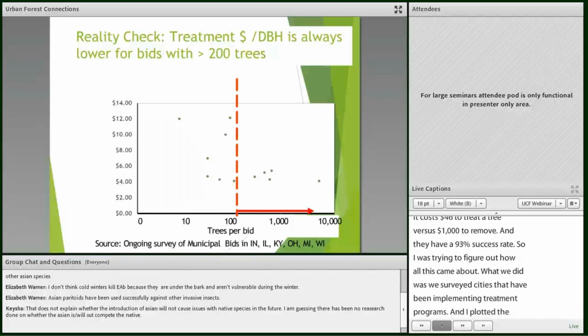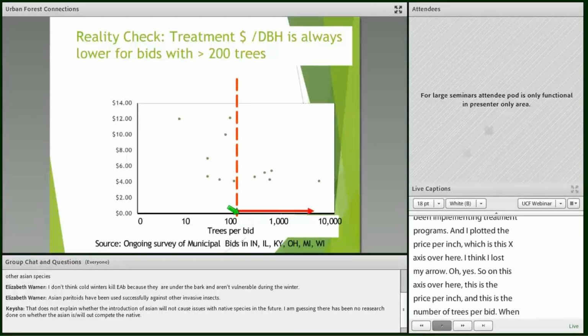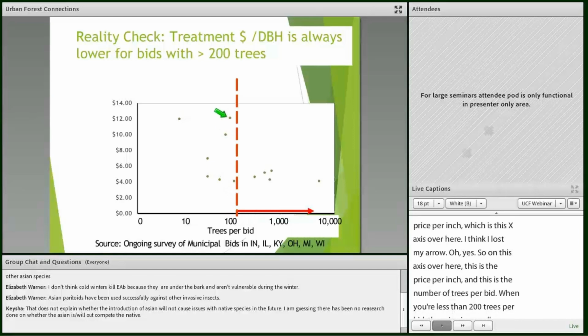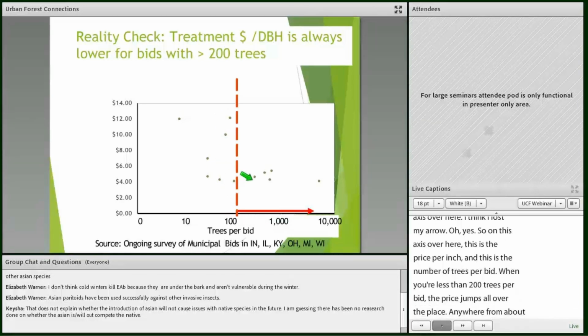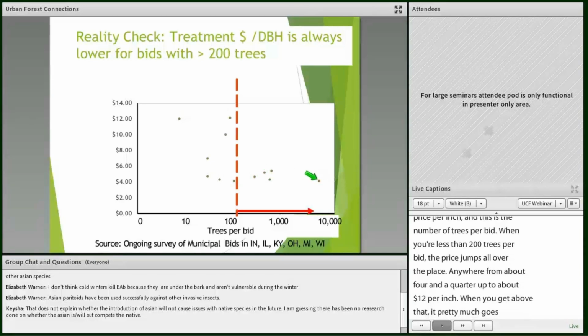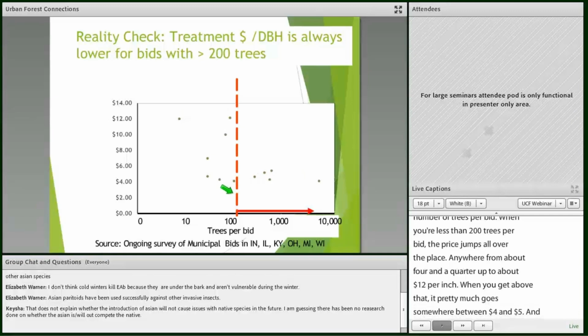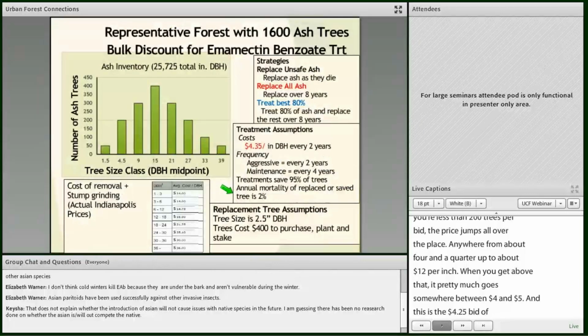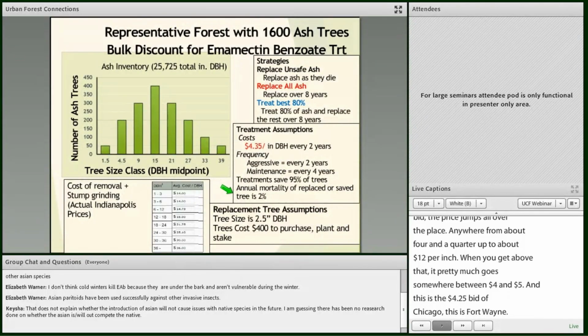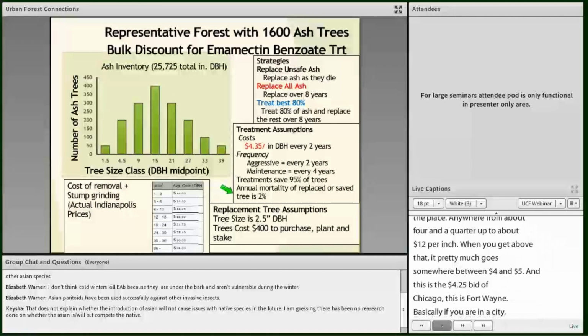x-axis over here. So on this axis over here, this is the price per inch, and this is the number of trees per bid. And when you're less than 200 trees per bid, the price bumps all over the place, anywhere from about $4.25 up to about $12 per inch. But when you get above that, it pretty much goes somewhere between $4 and $5. And this is the $4.25 bid of Chicago. This is Fort Wayne. Okay, so these are some real things. So basically, if you are in a city, it really pays to get the bulk discount and work with outfits that can give you a reasonable price.